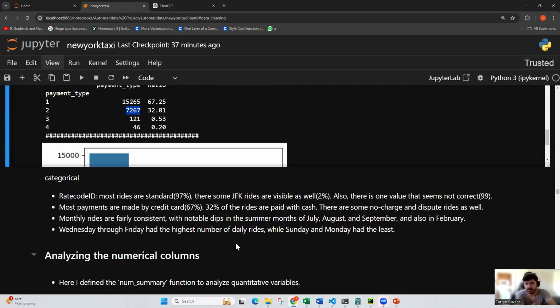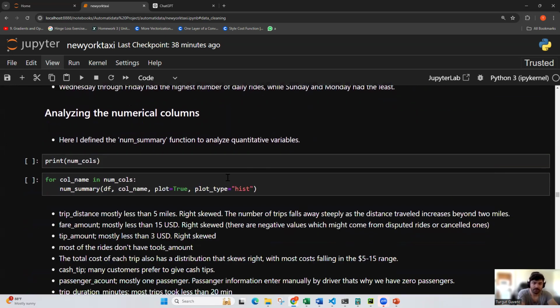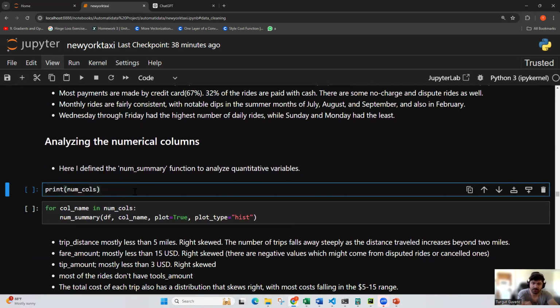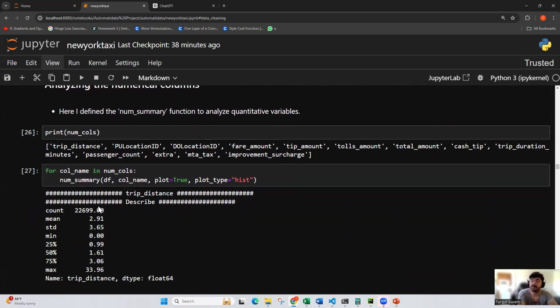I took notes on what I talked about, and of course you guys can read them later on. So now let's analyze the numerical columns. These are our numerical columns. This is the numerical summary function.